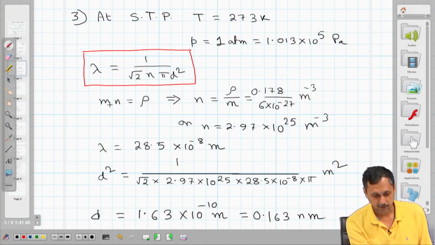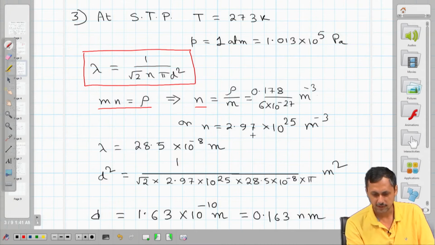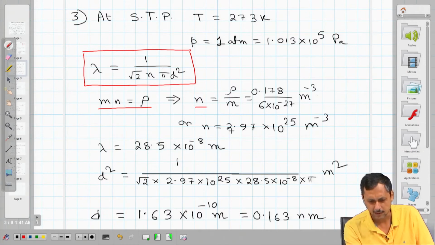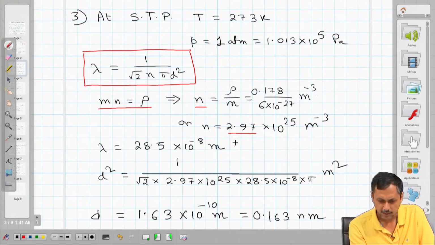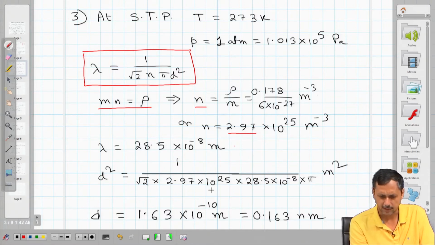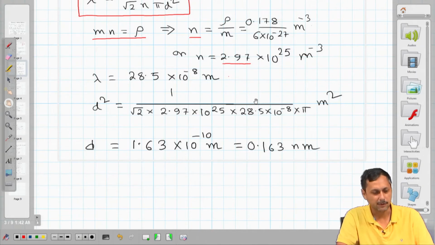In order to figure out the relation between n and rho, we remember that m n is equal to rho. So, n is given by rho by m. Rho is given, which is 0.178, and m is given, which is 6 into 10 to the power minus 27, and finally, we get n to be equal to 2.97 into 10 to the power 25 per meter cube. Right. Lambda is also given. Now, all we have to do is compute d square from this relation, plugging in these numbers, and we get d is equal to 1.63 into 10 to the power minus 10 meters. Right. So, this is our final answer.